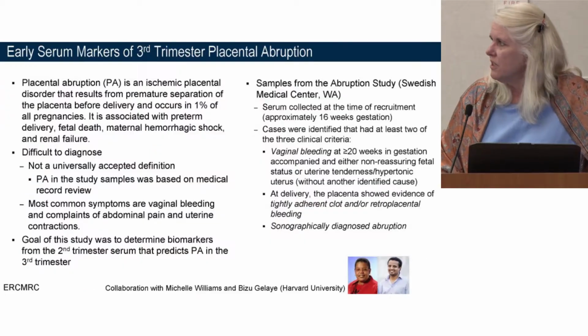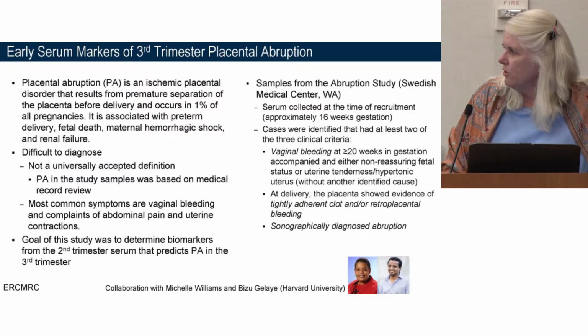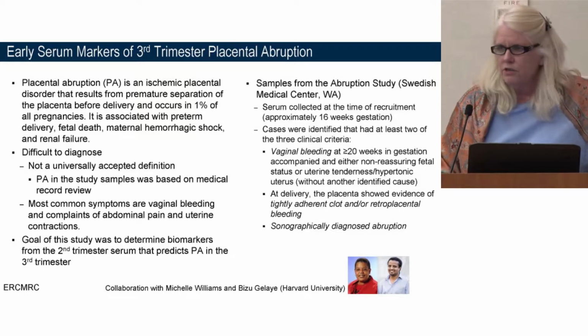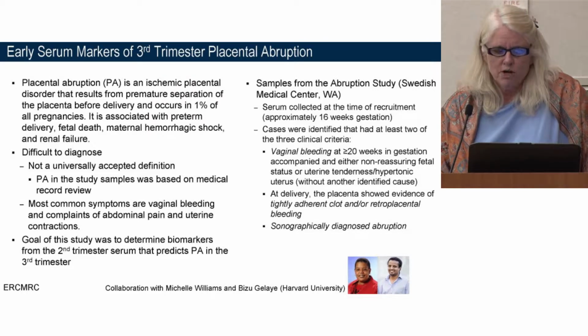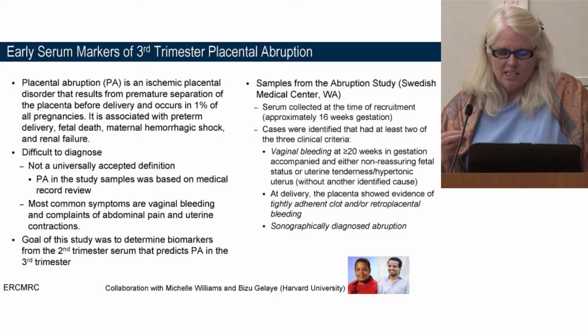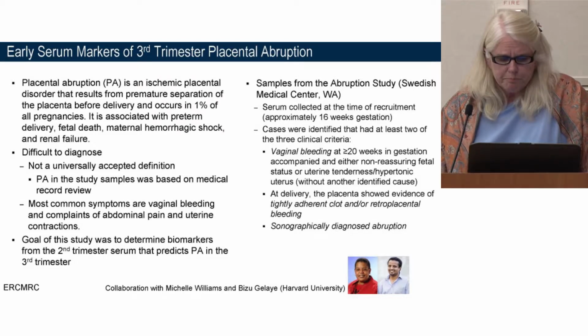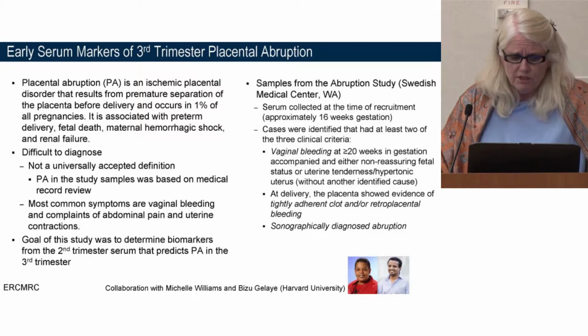So I'll show a study that I conducted with Michelle Williams and Bazu Galay of Harvard University, where we looked for early serum markers of third trimester placental abruption. Placental abruption is a disorder during pregnancy. It occurs in 1% of all pregnancies and involves a premature separation of the placenta before delivery. And it can be fatal to the mother and child.